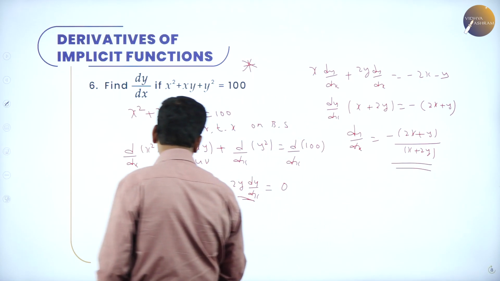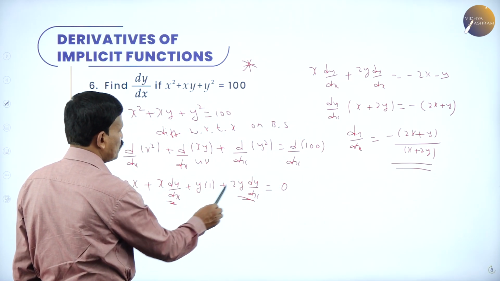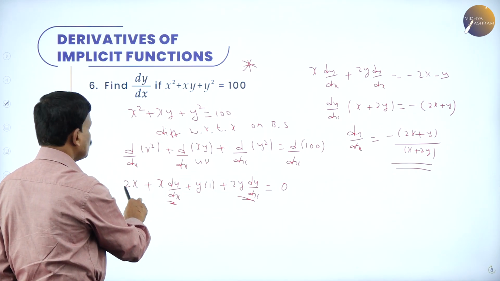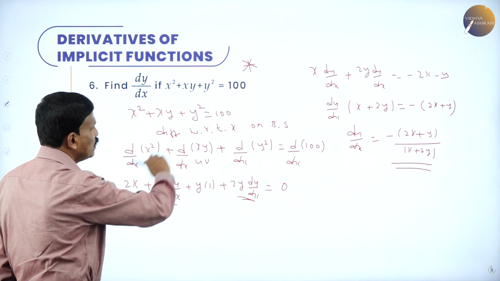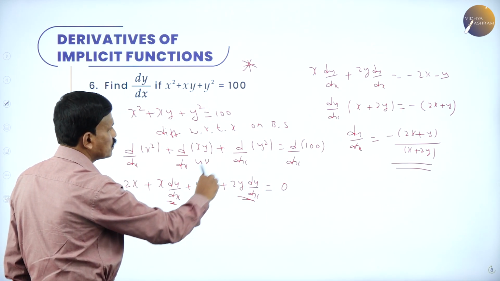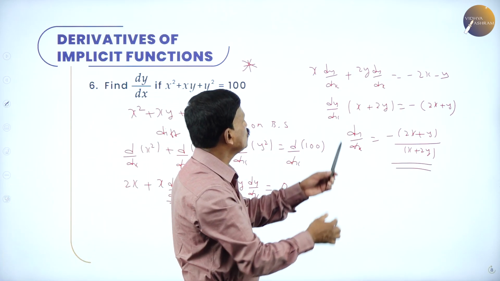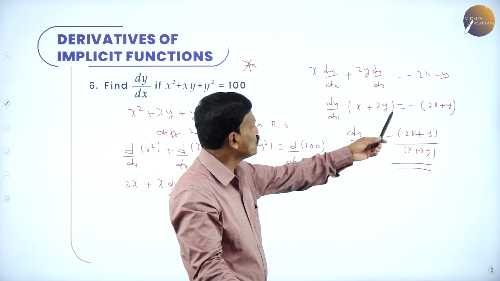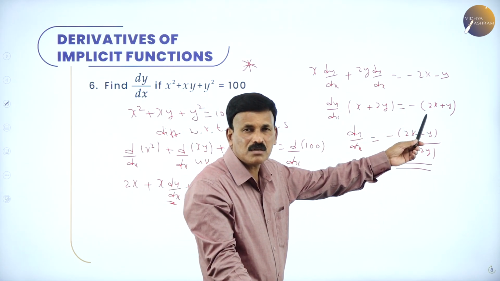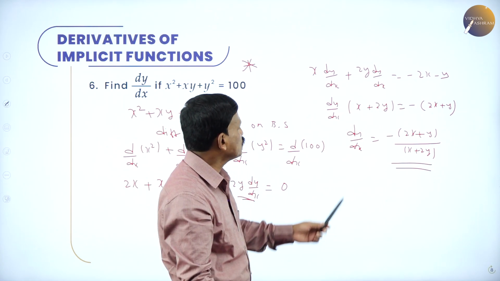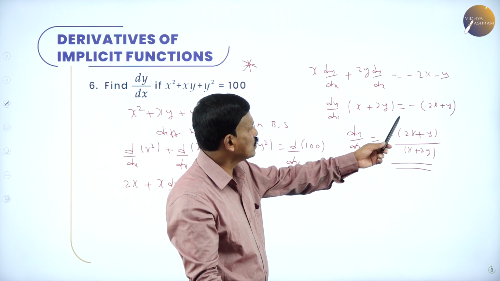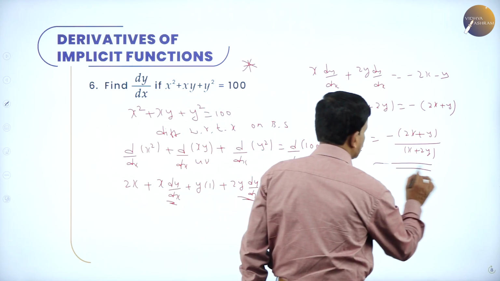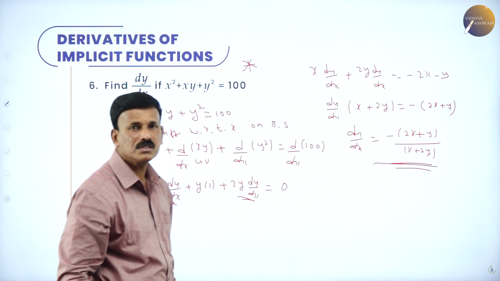Now just keep the dy by dx terms here itself. x dy by dx plus 2y dy by dx, and transfer the remaining terms to the right hand side. Plus 2x becomes minus 2x and plus y becomes minus y. So you can remove dy by dx as a common factor: dy by dx times x plus 2y is equal to, again you can remove the minus common factor, minus of 2x plus y. Therefore dy by dx is equal to minus of 2x plus y divided by x plus 2y, which is the required answer. This is the required answer for this problem.